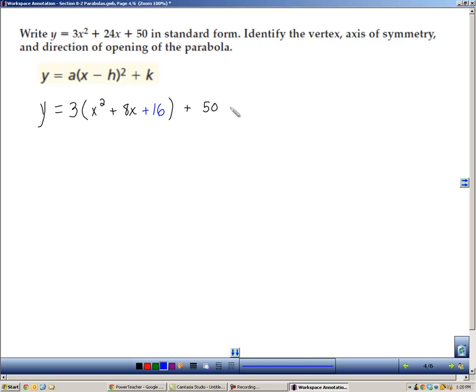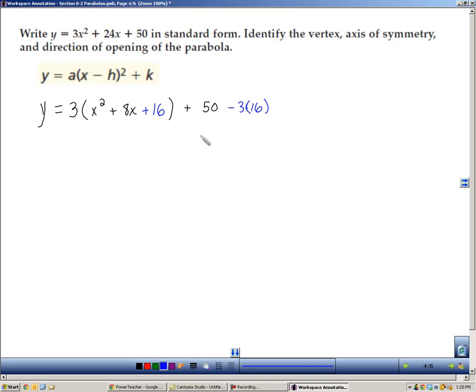So I'm going to do this in a clever way. I'm going to subtract 16 back here, but you also have to be careful because I'm not really subtracting 16. Because this 16 is in parentheses, and that's being multiplied by 3, I'm really adding a 3 times 16. So I need to subtract a 3 times 16.